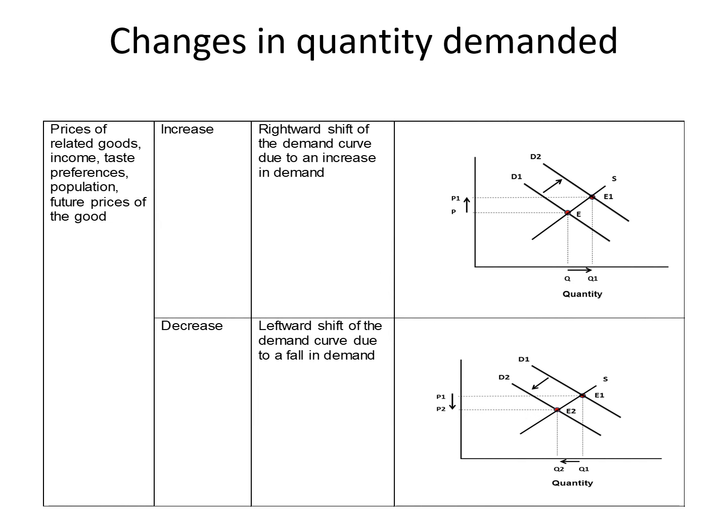There are several things that can affect the quantity demanded. If we're looking at these graphs, we're looking at the prices of related goods increasing or decreasing, income levels increasing or decreasing, taste preferences, population, and future prices of goods. In each case, when there is an increase, the demand increases, and therefore your demand curve will move up and to the right. When there is a decrease, the demand decreases, and therefore the curve will move to the left and down on the price.